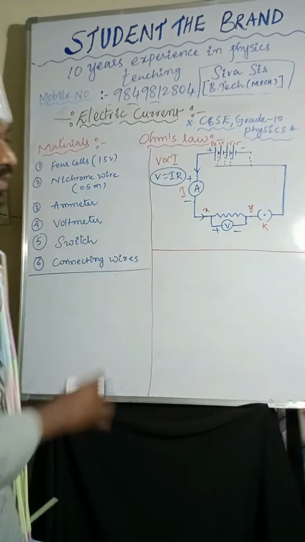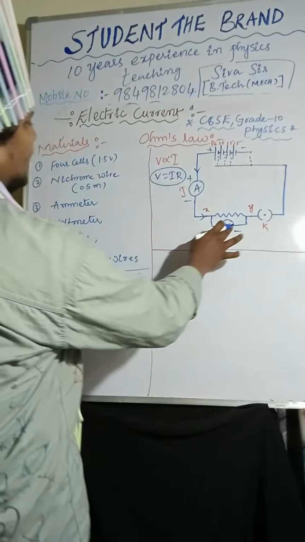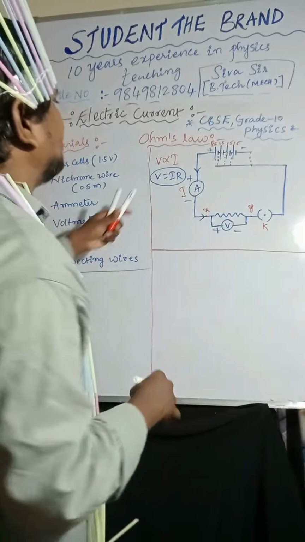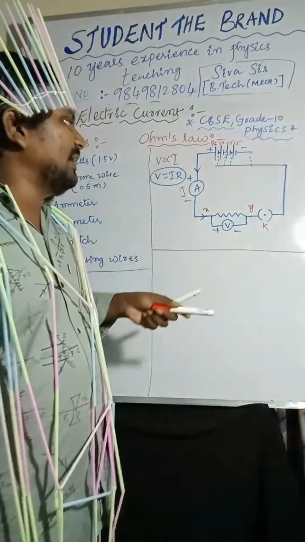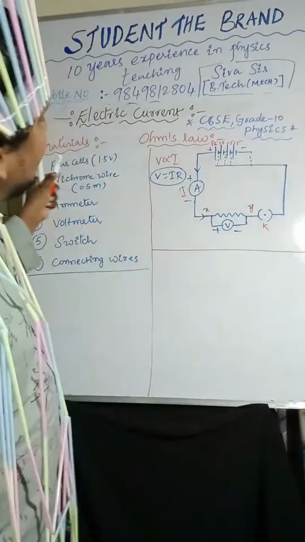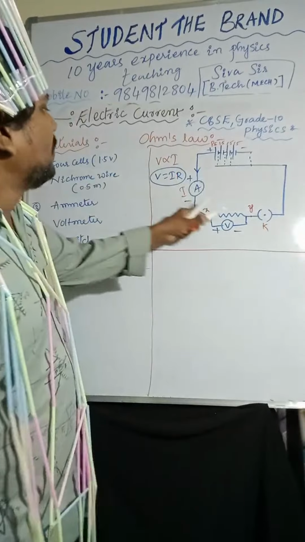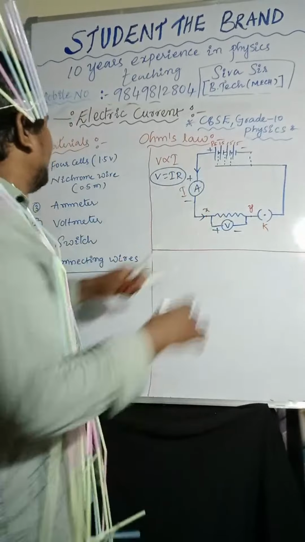So Ohm's law: the potential difference across the ends of the given metallic conductor is directly proportional to current flowing through it. V is directly proportional to I, V equals IR. Materials required: 4 cells of 1.5 volts each, nichrome wire, ammeter, voltmeter, switch, connecting wires.